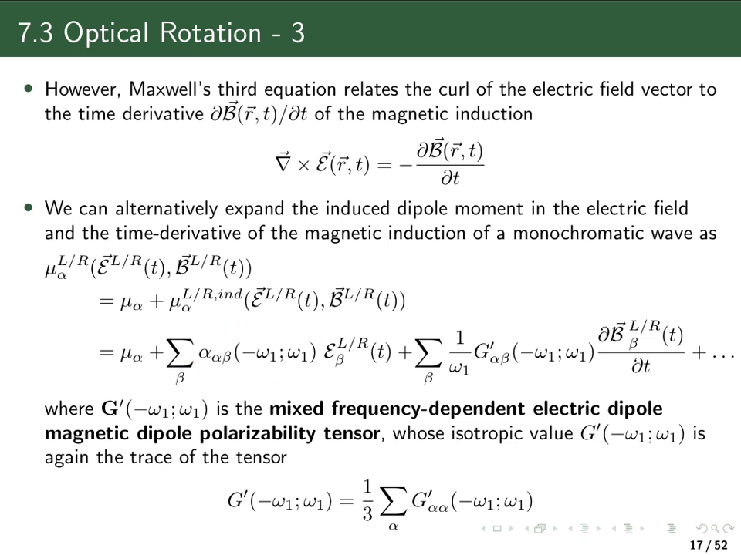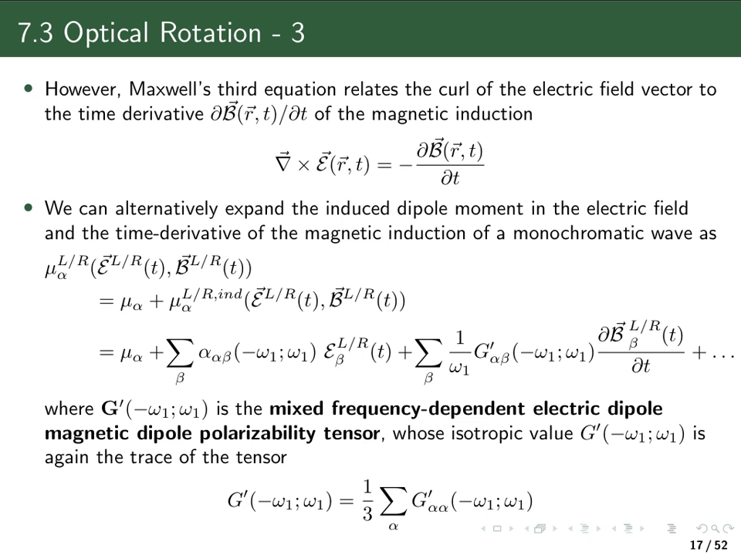Here we have the well-known electric dipole polarizability, and here we get a new one, and we write this as 1 over the frequency omega 1 times this property here, which is called, and we'll see later why, the mixed frequency dependent electric dipole magnetic dipole polarizability tensor. And we can of course define again an isotropic value as the sum of the diagonal elements divided by 3.